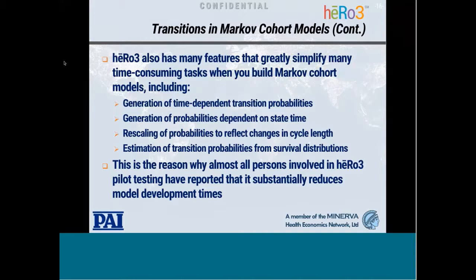Rescaling transition probabilities to reflect the cycle length is easy in heRo3. We have a function for doing that, as well as a whole host of functions for estimating transition probabilities as a function of survival distributions. And when we get to looking at partitioned survival models shortly, you'll see that we have a really wide range of functionality for dealing with survival distributions. I just want to note at this time that all of that functionality that you're going to see for partitioned survival models is also totally applicable to Markov cohort models. You'll still be able to use all that functionality to estimate transition probabilities.